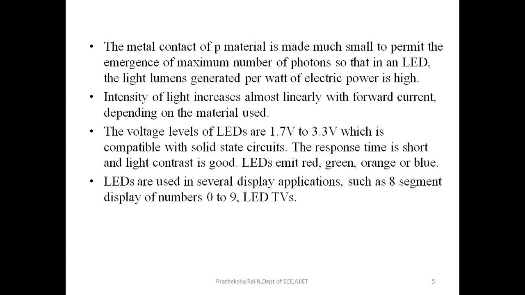Different LED compounds emit light in specific regions of the visible light spectrum and therefore produce different intensity levels. The exact choice of the semiconductor material used will determine the overall wavelength of the photon light emissions and therefore the resulting color of the light emitted. In an LED, the metal contact of P material is made much smaller to permit the emergence of maximum number of photons so that the light lumens generated per watt of electric power is high.